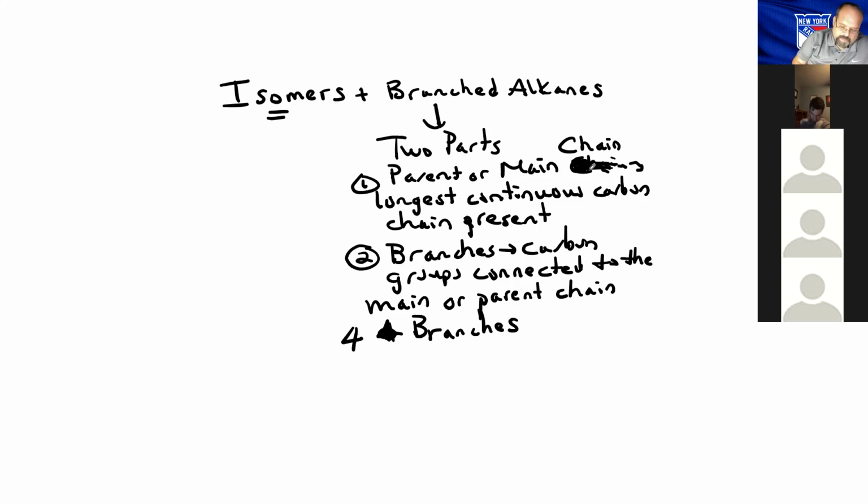Now, in the notes, the example we first took a look at to illustrate the idea of branched alkanes were compounds that had the chemical formula C4H10. And as we tried to explain in the notes, one of the ways to come up with a compound that has the chemical formula C4H10 would be to put the 4 carbons in a row.